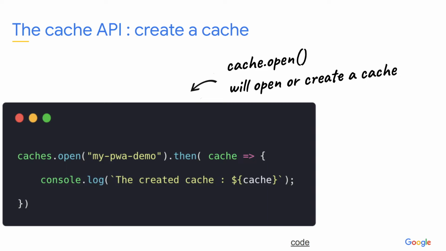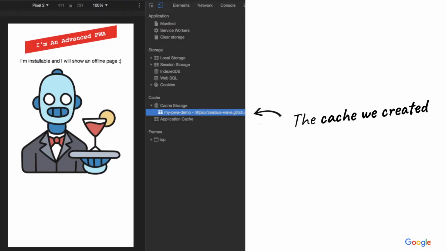You can try that in your browser, and this will work. You don't have to execute this absolutely in your service worker. This caches object, it's also something that you can access from the window. So we can execute this code either inside our service worker or in the console. And if we do so, we can see the cache we created. If we go on the Chrome Developer Tool and go on the Application tab, there you can see our caches.